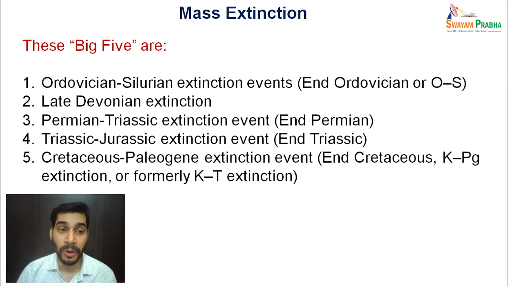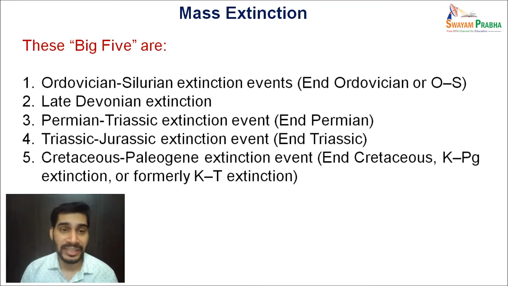Second extinction event took place in the late Devonian geological time. So it is called late Devonian extinction. Third one is called Permian Triassic extinction event or the end Permian extinction event. Fourth one is called Triassic Jurassic extinction event or the end Triassic extinction. And the last one, which is most recent, is called Cretaceous Paleogene extinction event, or it is also called end Cretaceous, KPG extinction, or formerly it was also called KT extinction.